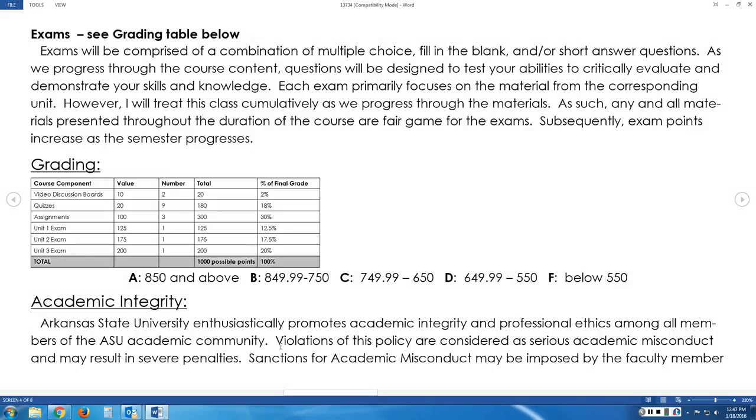Okay, academic integrity. In any class, and perhaps in online classes most specifically, there are opportunities for academic misconduct.